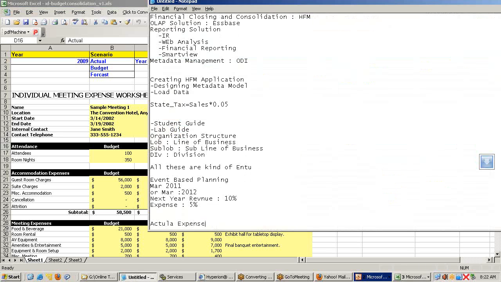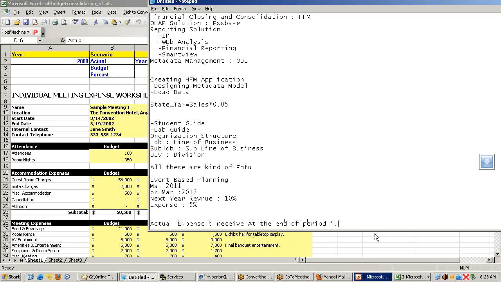Actual means actual expenses which we receive, important point over here, at the end of the period. So March expense, when do you receive? I receive March expense at the end of March. Naturally, I can't receive them beforehand. So actual we always receive at the end of the period.